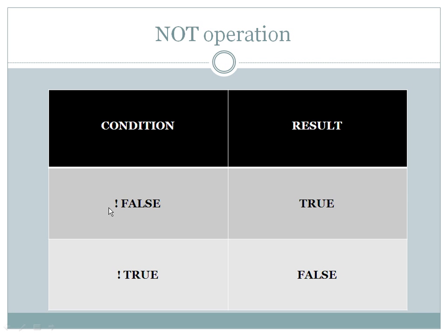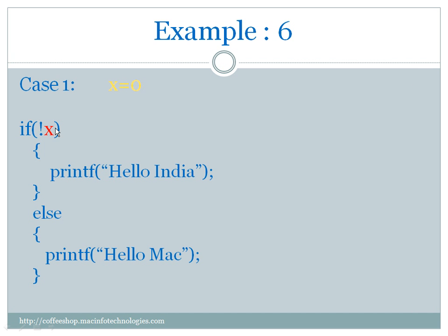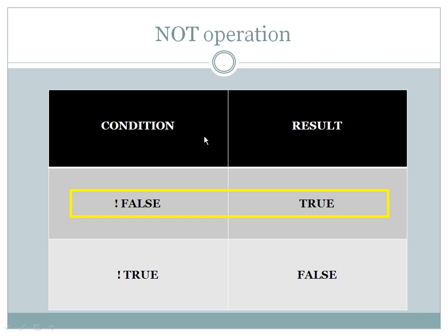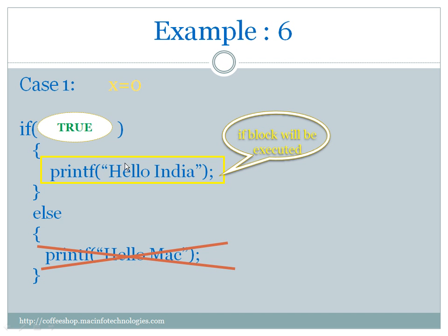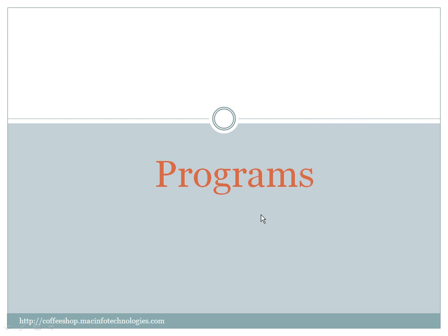So we'll see the NOT operation. Whenever the condition is false, we apply a NOT, a negation of this false. With the NOT symbol, we get true. Not of true is false. So here we have x is equal to 0. 0 evaluates to false. So not of false is true, and we get output as hello India. The if block gets executed. Whenever it is true, the if block executes. Whenever it's false, the else block will be executed. Now it's true, so we get output hello India.